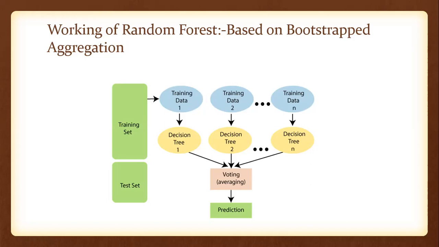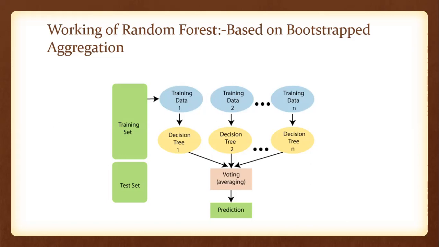Then what happens is, suppose we have 100 decision trees. Out of 100 decision trees, suppose 70 decision trees give the prediction 1, out of 1 and 0, and the remaining 30 decision trees give the prediction 0. Since 70 is greater than 30, we take the majority vote count, and the final prediction you will get is 1. This was in the case of a classification problem.